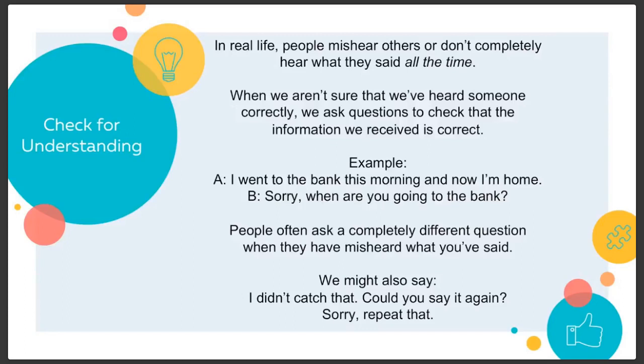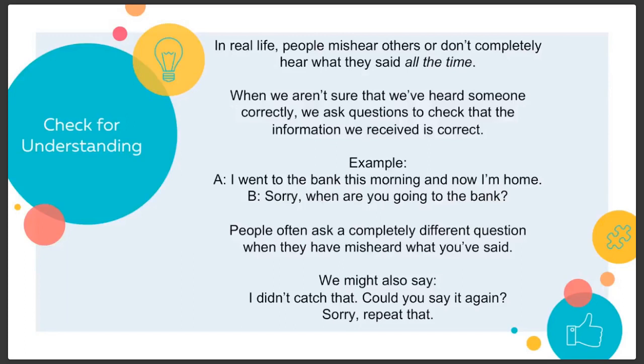I went to the bank this morning and now I'm home. Sorry, when are you going to the bank? So here the person said a sentence, said some information, and some of the information from this sentence I repeat back to them to check that I understood it correctly. And of course, if I ask this question, sorry, when are you going to the bank? This is not about what they told me. They told me they already went to the bank, right? So here I didn't listen to them correctly. I didn't hear them correctly, and I got the wrong information.